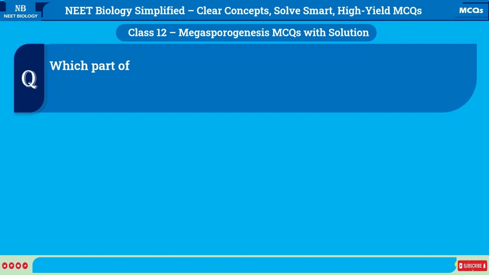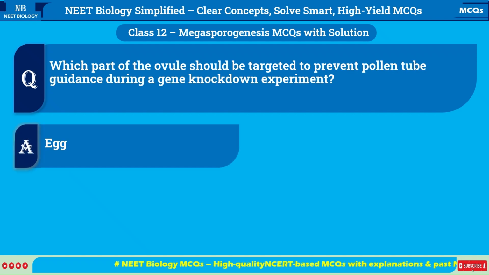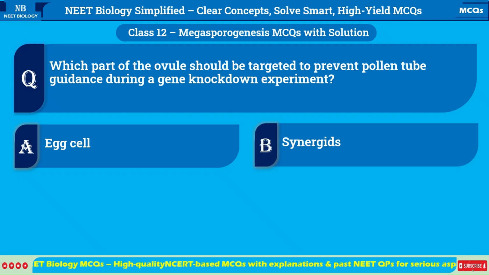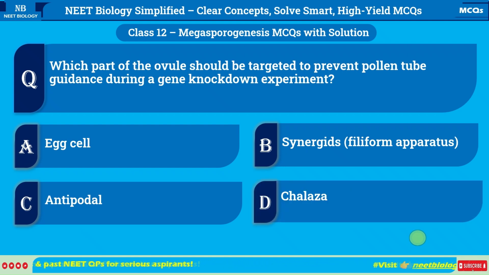Which part of the ovule should be targeted to prevent pollen tube guidance during a gene knockdown experiment? A. Egg cell. B. Synergids, filiform apparatus. C. Antipodals. D. Chalaza.